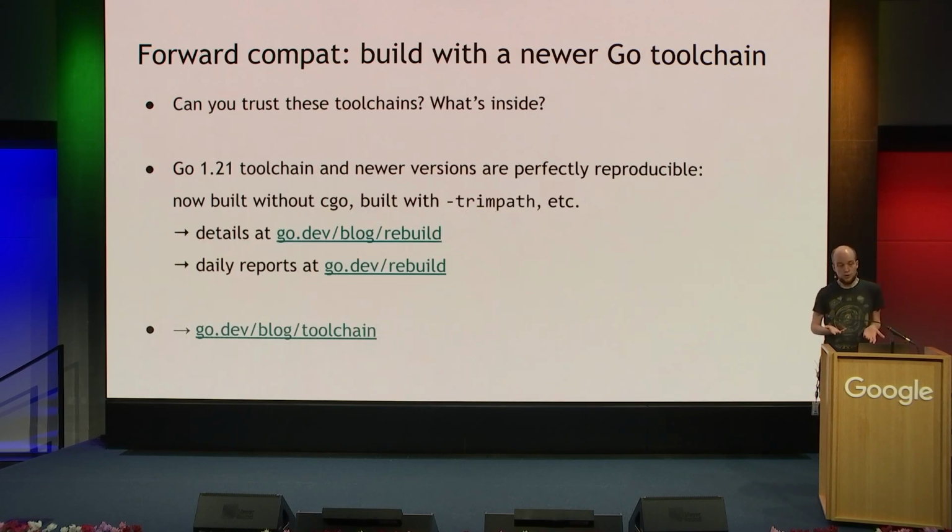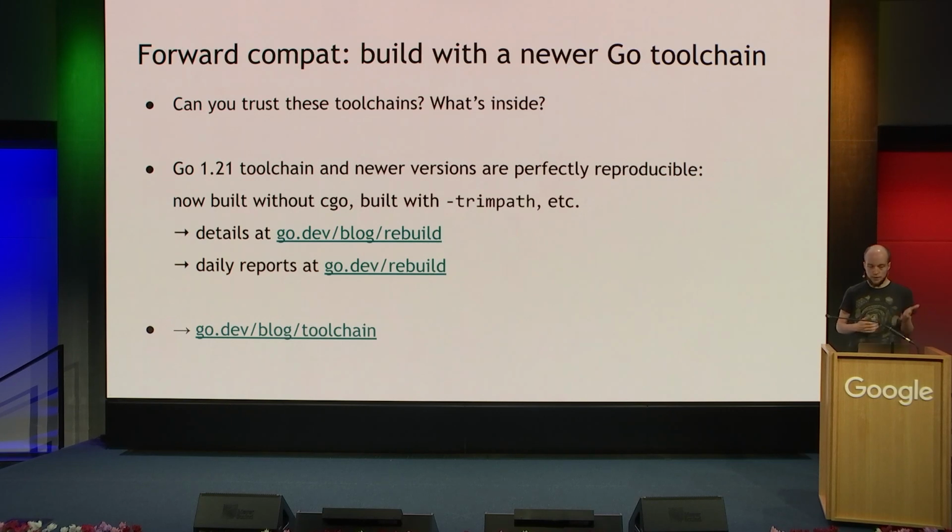So then the obvious follow-up question is, well, can you actually trust these toolchains? What's inside? What are you installing on my computer? The good news is that starting with Go 1.21, the toolchain is perfectly reproducible. That means we built a toolchain without cgo to remove any host dependencies. We built it with the -trimpath flag enabled so that the directory path in which you build Go doesn't leak into the actual executables. And there are a couple of other smaller changes like that. Now Go 1.21 and newer are perfectly reproducible.